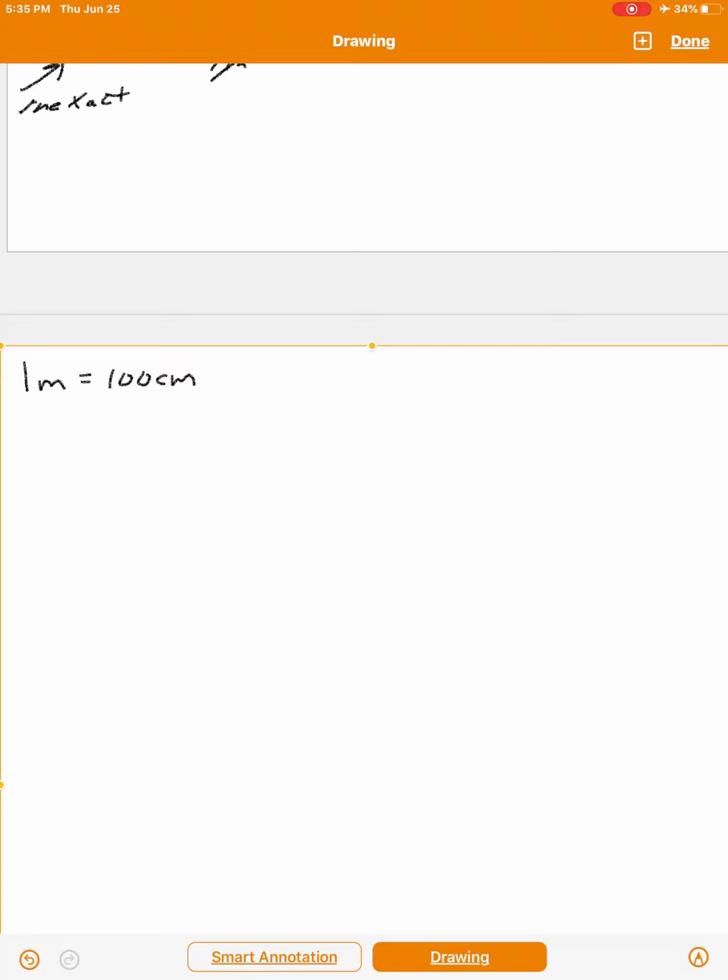So we could write this as 2 conversion factors. We could divide both sides by a meter, and we would have 100 centimeters per meter equals 1. Notice that I divided both sides by meter. 1 meter divided by 1 meter is 1. 100 centimeters divided by 1 meter is 100 centimeters per meter. Or we could have divided both sides by 100 centimeters. So we could also have 1 meter over 100 centimeters equals 1.